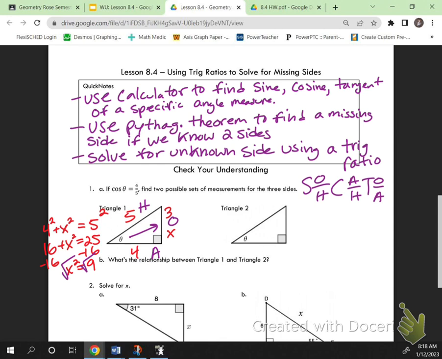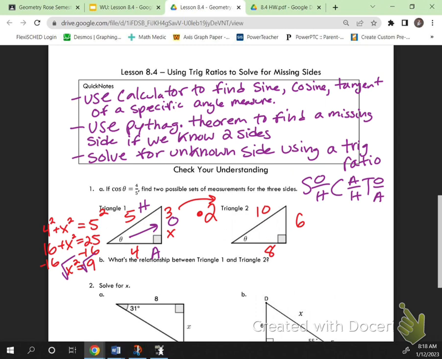Yay. Without doing a whole bunch of work, if these are similar triangles, how could I find another possible set? Someone pick a scale factor. What do you want to do? 2? Sure. Let's scale it up by 2. So if I scale this up by 2, meaning times everything by 2, what's my new adjacent side going to be? 8. What's my new opposite side going to be? 6. And finally, my new hypotenuse side. 10.